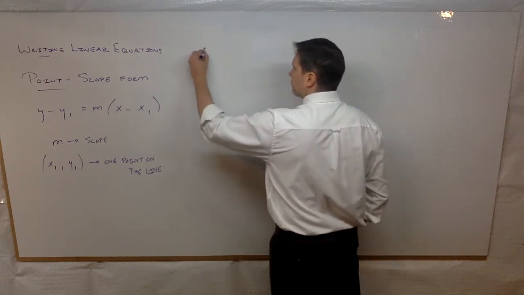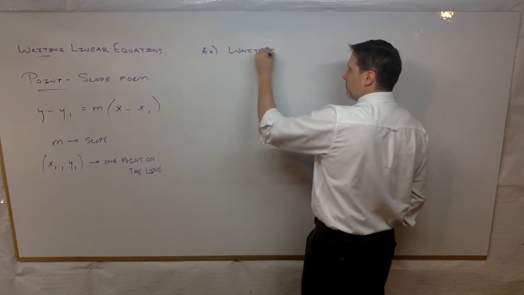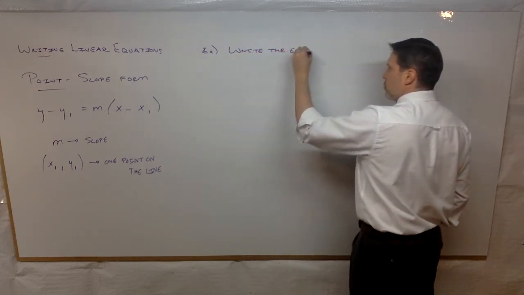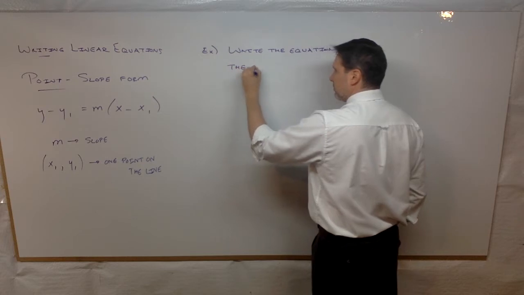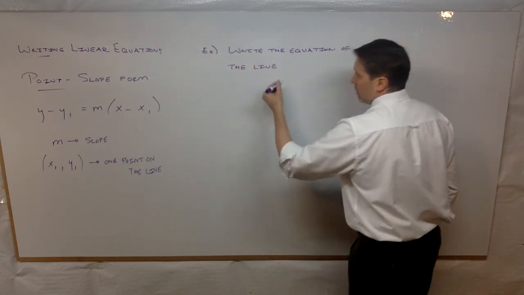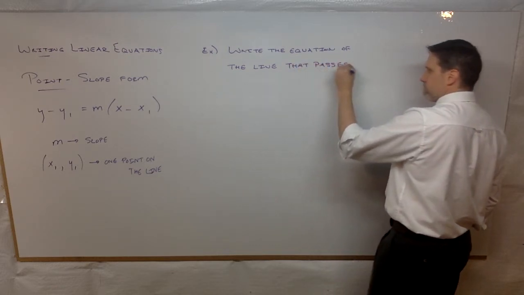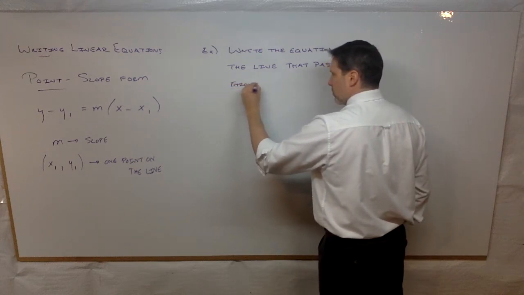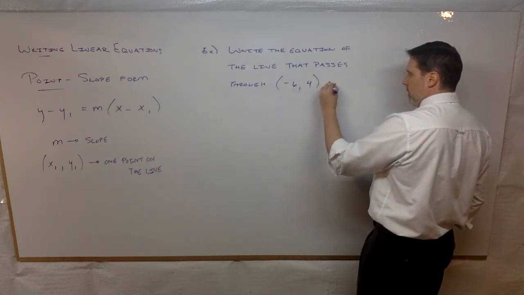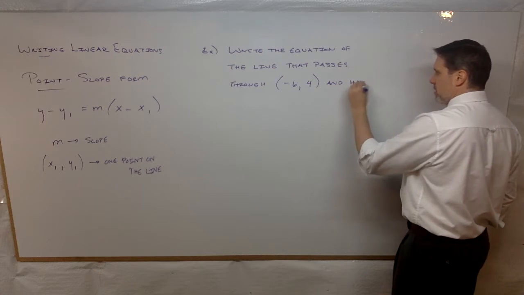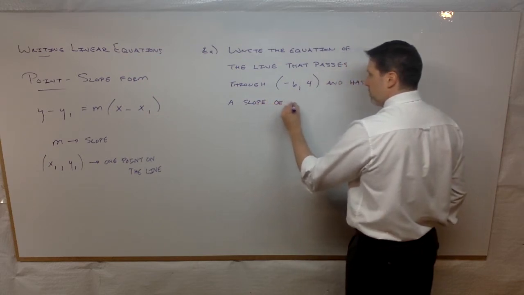As an example, they might say, write the equation of the line that passes through, let's just make up a point, let's say -6, 4, and has a slope of -1/3.